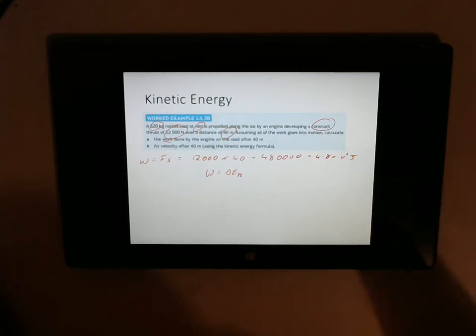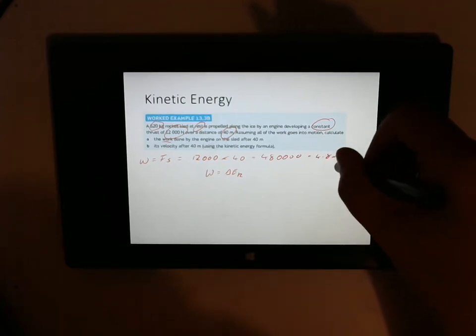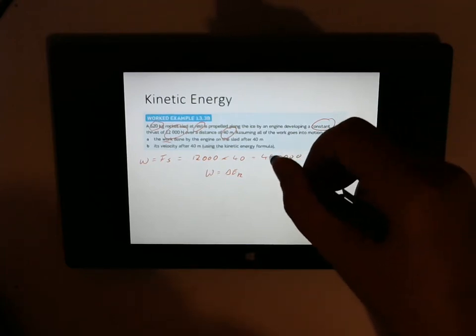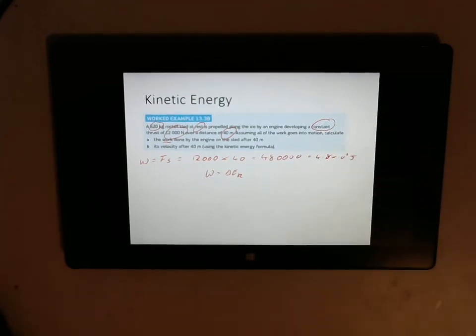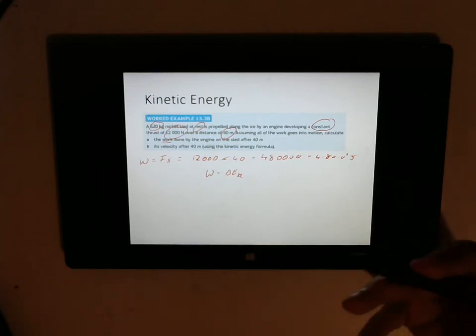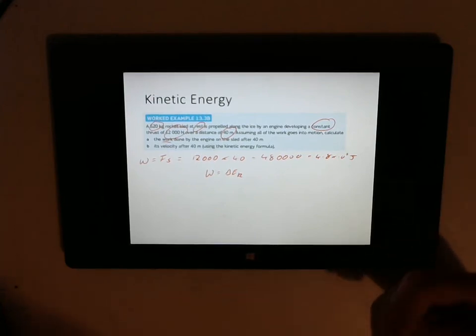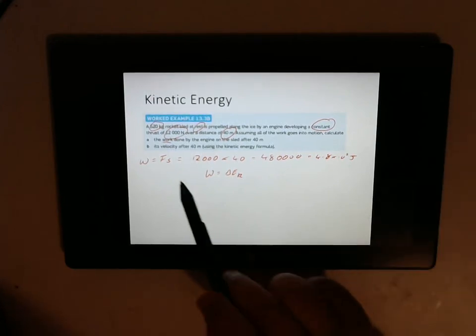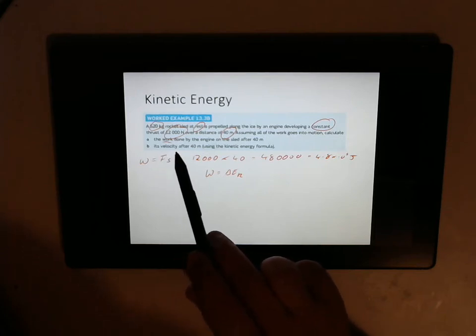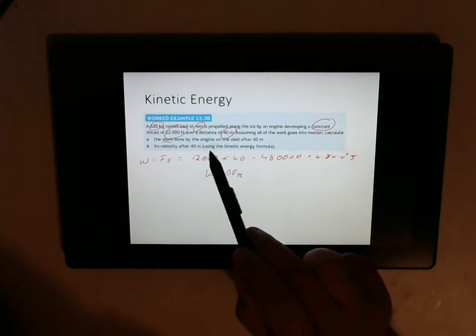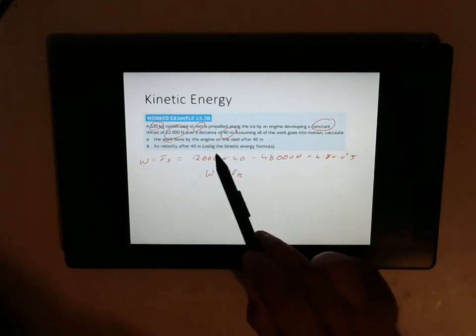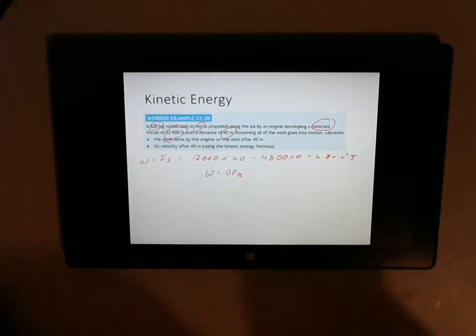So that means all this work that's just done, this 480,000 joules of energy, now has to go into the kinetic energy. Well, we have a formula for kinetic energy, don't we? And knowing that, we can now work out the velocity. Because the second question is asking us, what is its velocity after 40 meters using the kinetic energy formula? This is really important. Sometimes you'll get questions like this that say, do it this way.